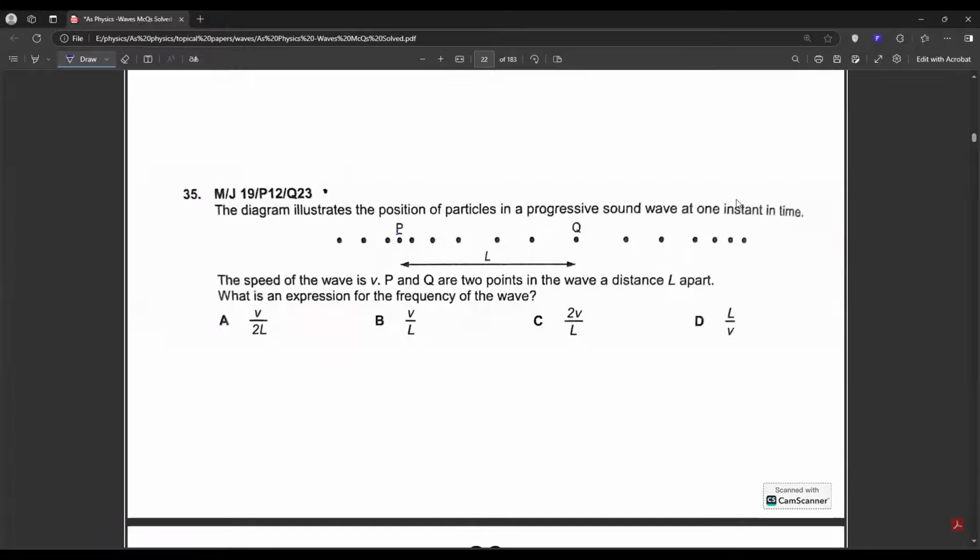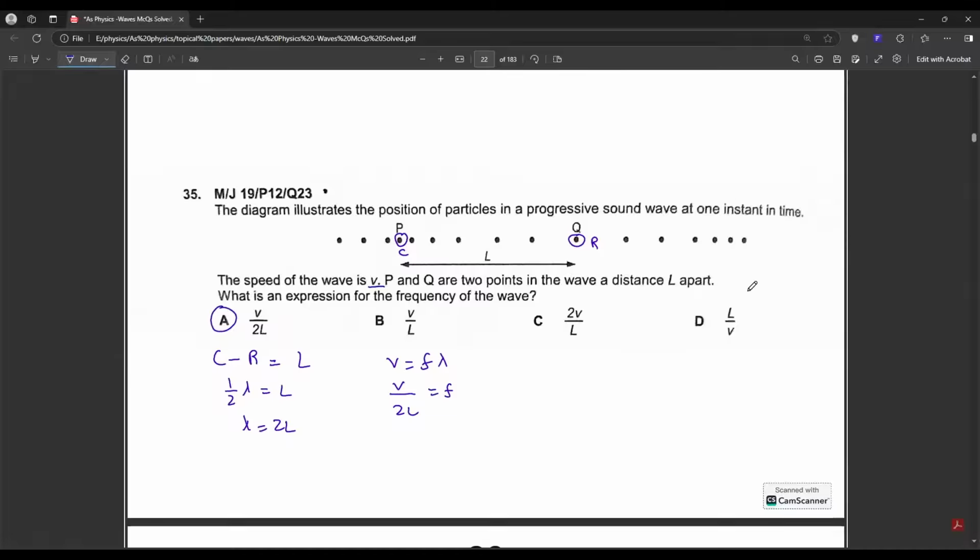Perfect. So this is a compression. This is a rarefaction. If you can see, this is the point where the particles are close together. This is a point where the particles are far apart. From compression to rarefaction, your length is L. From compression to rarefaction, what is your lambda? 1 upon 2 lambda equals L. Lambda equals 2L. Perfect. What is your velocity v? Can we calculate frequency? Yes, v equals f lambda. v divided by lambda, that is 2L, equals your frequency. What is your answer? A is your answer.